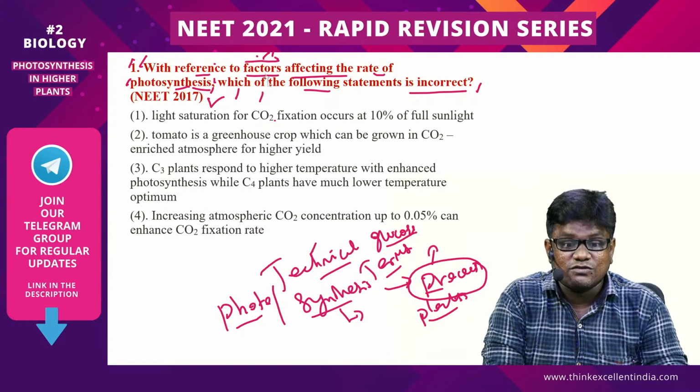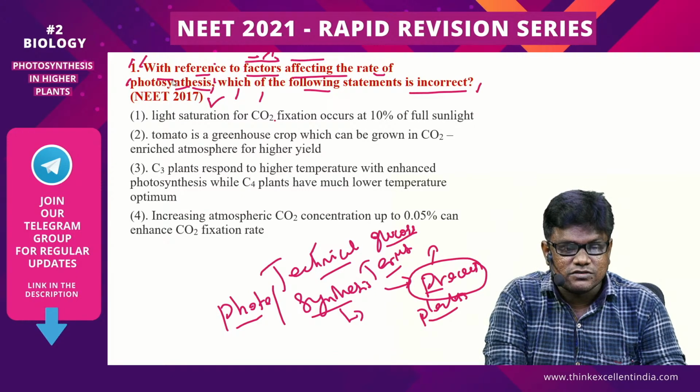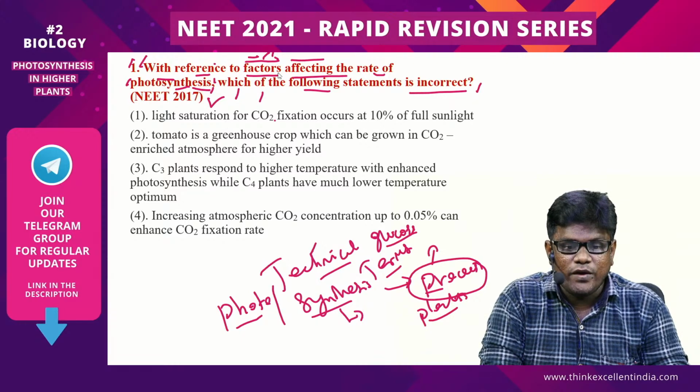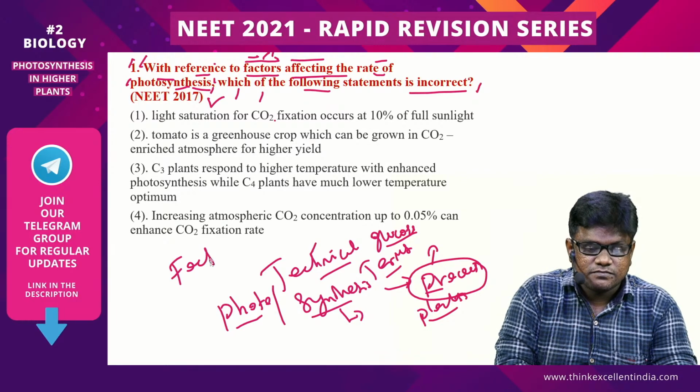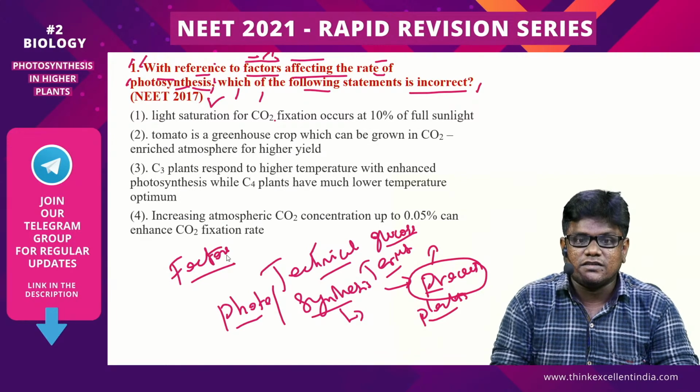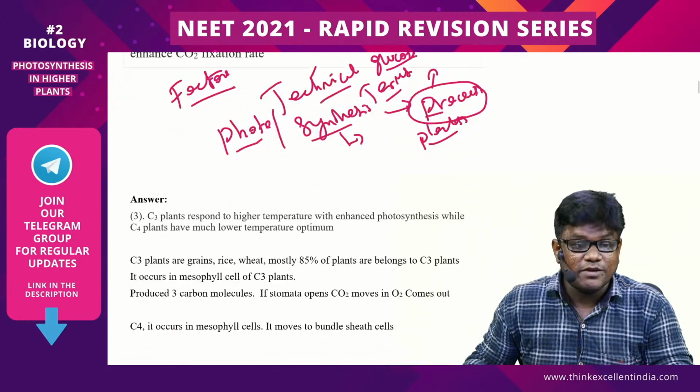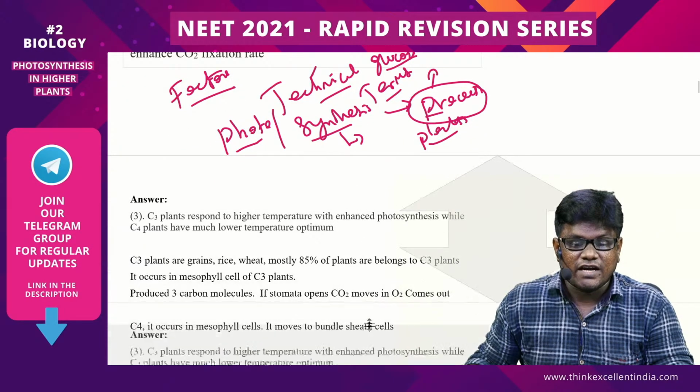So the factors, what is the question here? The factors affecting the rate of photosynthesis, that is very important. Which are all the factors affecting the rate of photosynthesis? What are all the factors? You should be very clear with the information, what exactly the factors are.